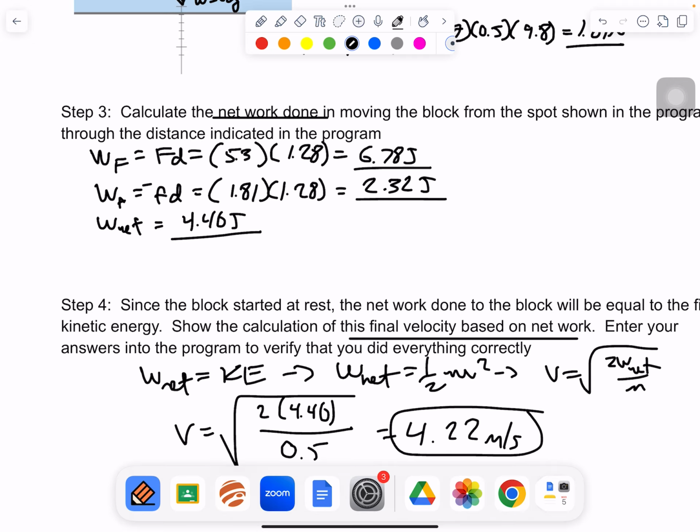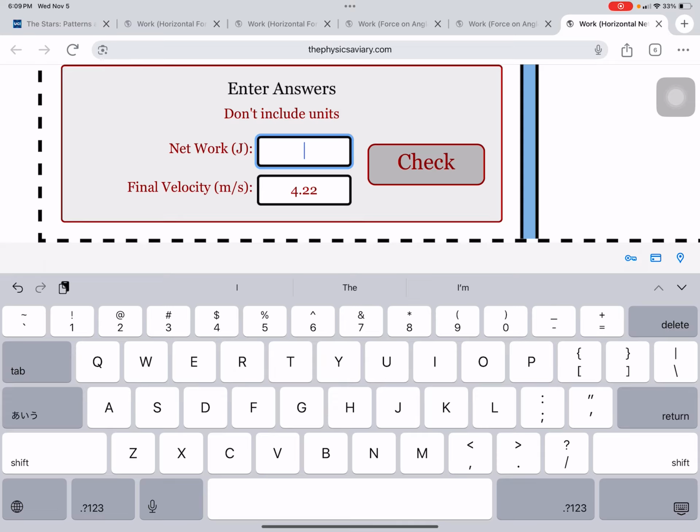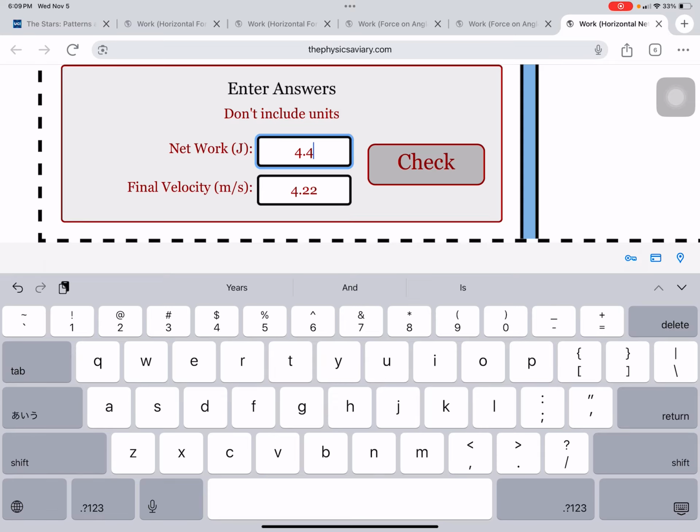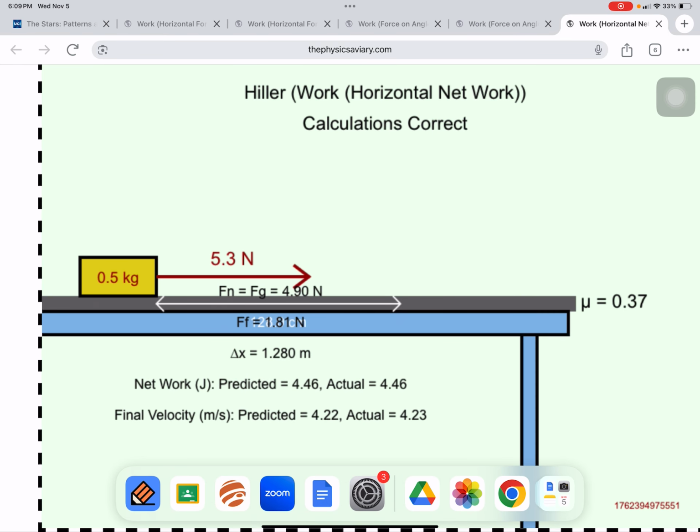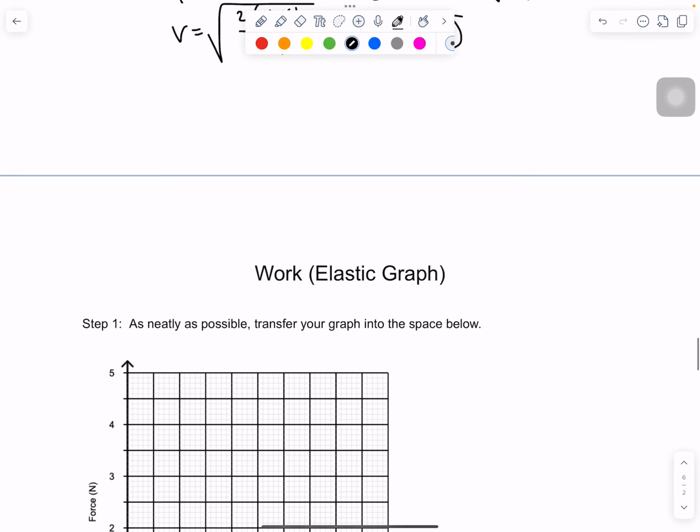Okay, net work about 4.46 joules. Okay, and that's it. There's nothing to question number 5. For the most part, as you can see, these calculations are pretty quick and easy to do. Okay, let's move on.